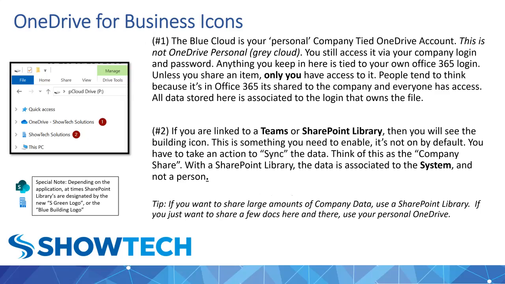So when you look at the icons, the blue cloud is going to be business, right? We talked about the gray cloud, but that's probably the last time I'm going to mention it. So the blue cloud is business. So when you open up your file folder, you'll see OneDrive-company name. Now that company name is whatever your 365 system is set up as.